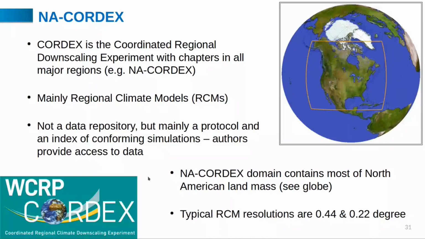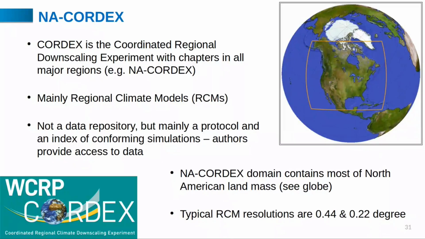So it's essentially a coordinated effort to produce regional climate model projections. So it's very focused on regional climate models, although technically it also includes statistical downscaling. There are chapters for all major regions on the globe. This is the domain, or the suggested model domain, for North America. And there's Europe, Africa, Asia. All major regions have CORDEX chapters. Right? This is not limited to North America.